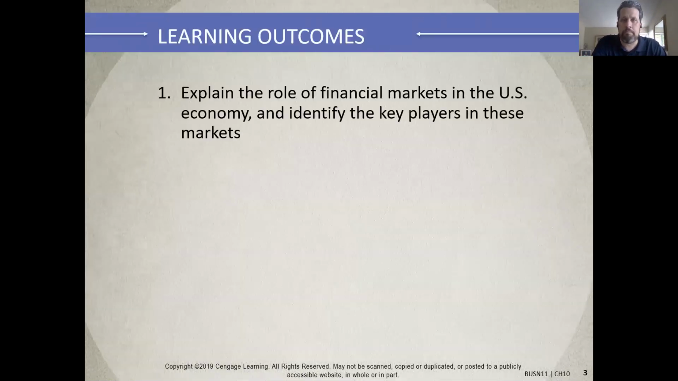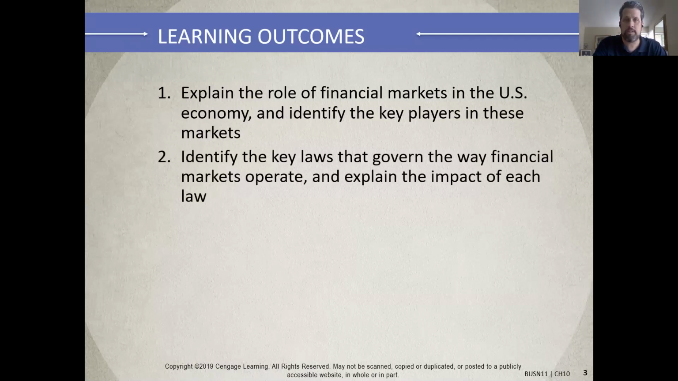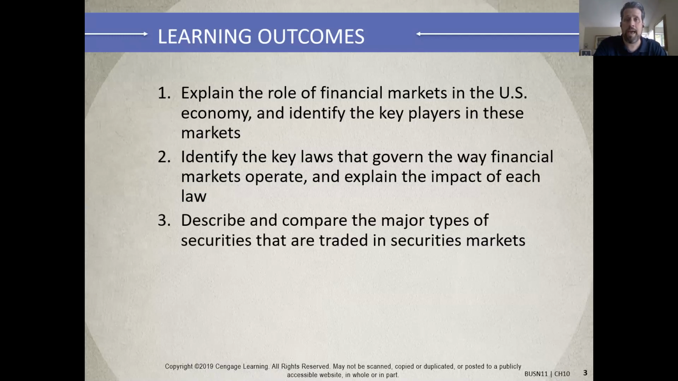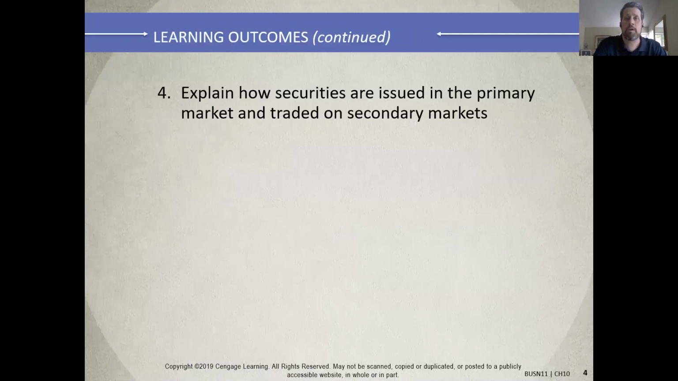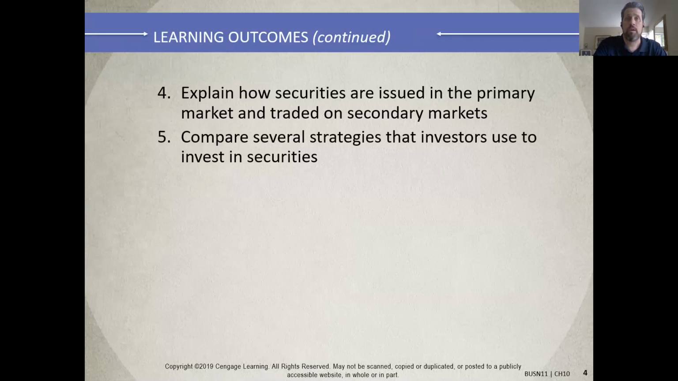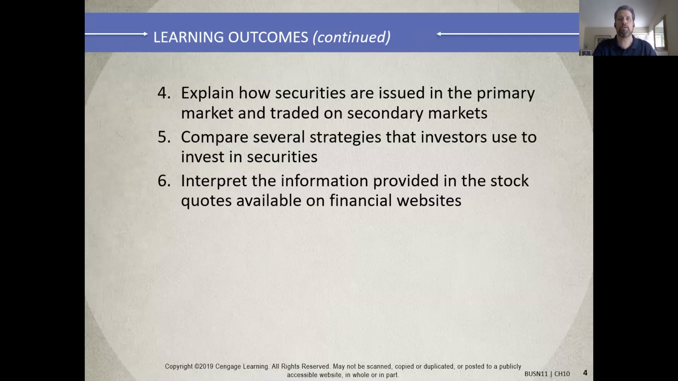So keeping that in mind, let's take a look at the outcomes for this chapter. We want to take a look at the role of the financial markets in the U.S. economy and identify the key players in the markets. We want to take a look at the key laws that govern the way financial markets operate and explain the impact of each law. We're going to compare the major types of securities that are traded in the securities market. We're going to explain how securities are issued in the primary market and traded on the secondary markets. We'll look at several strategies that investors use to invest in securities. And we're going to interpret the information provided in the stock quotes available on financial websites.